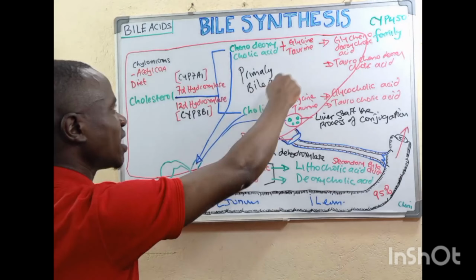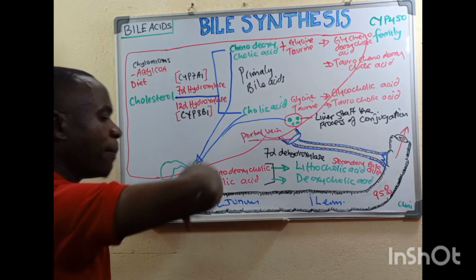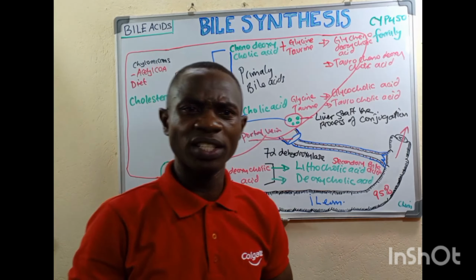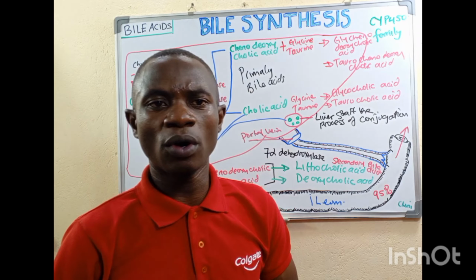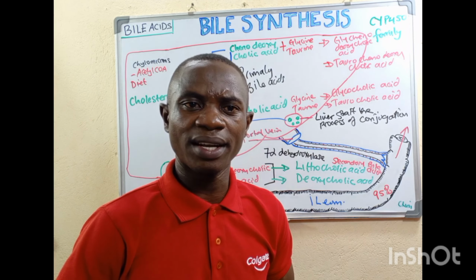All these processes we just talked about happen in one of the most important structures within the hepatocytes, which we call the smooth endoplasmic reticulum.